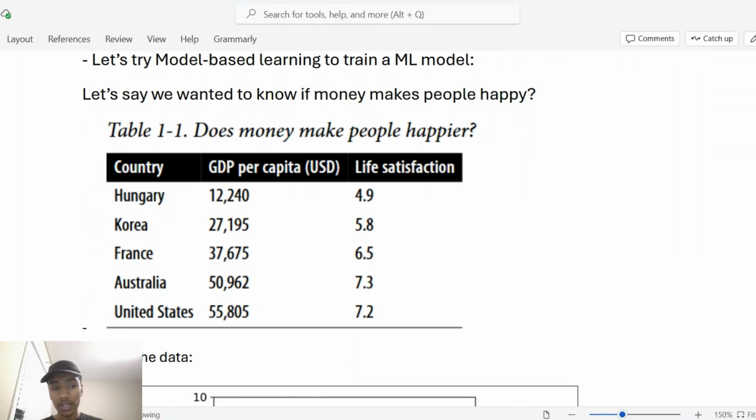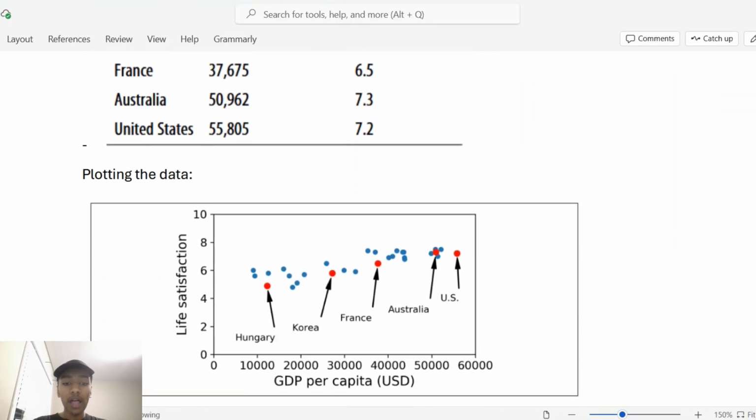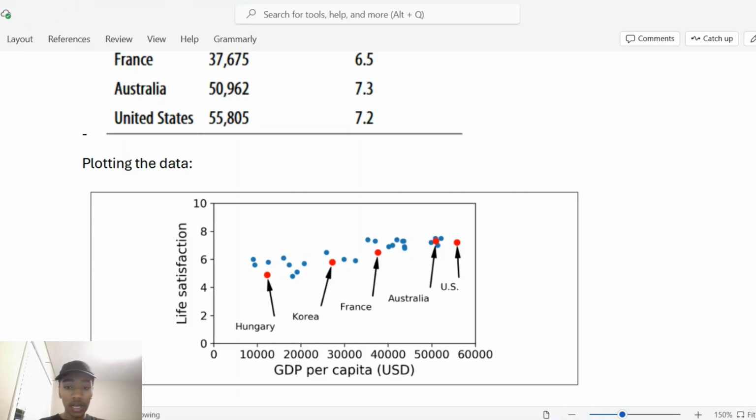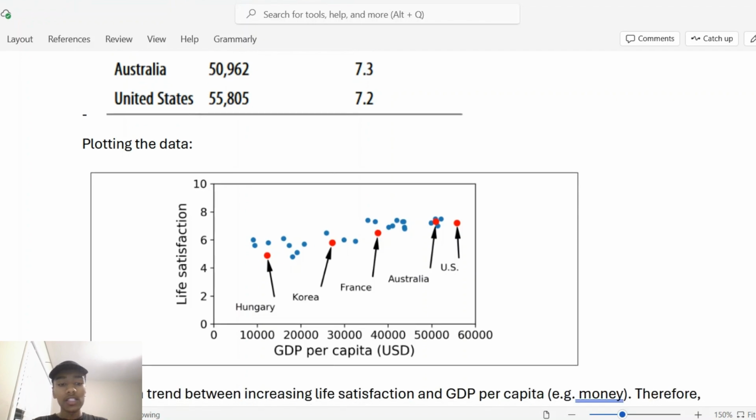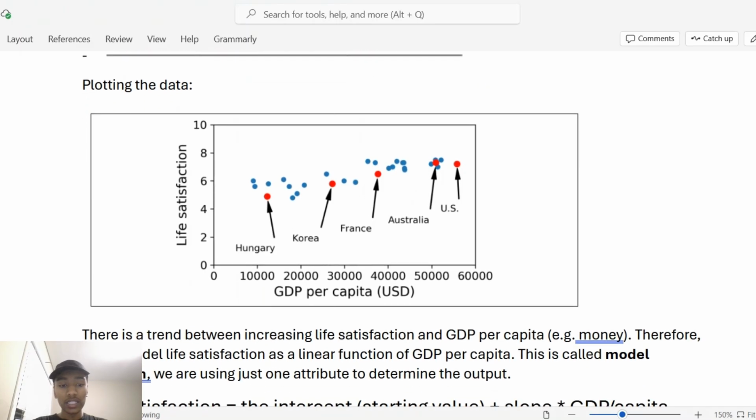Here we have a chart comparing different countries: Hungary, Korea, France, Australia, the United States of America. You see the GDP per capita along with the life satisfaction. When we plot that data, we can see a general correlation, where as the GDP per capita on the x-axis increases, the life satisfaction on the y-axis increases. That's just an observation based on the data that we are observing. And we notice that there's a trend line in between this.